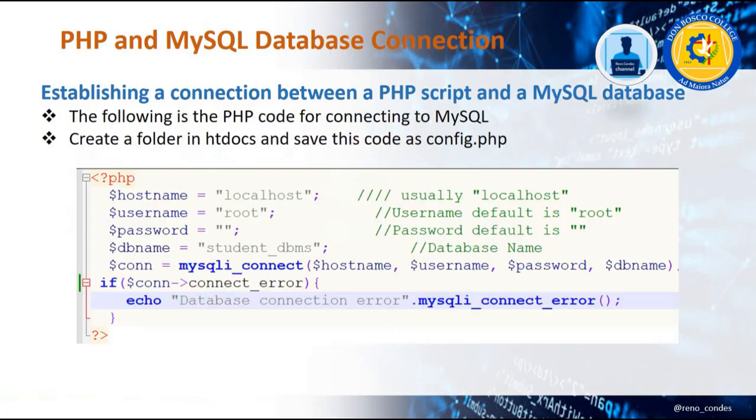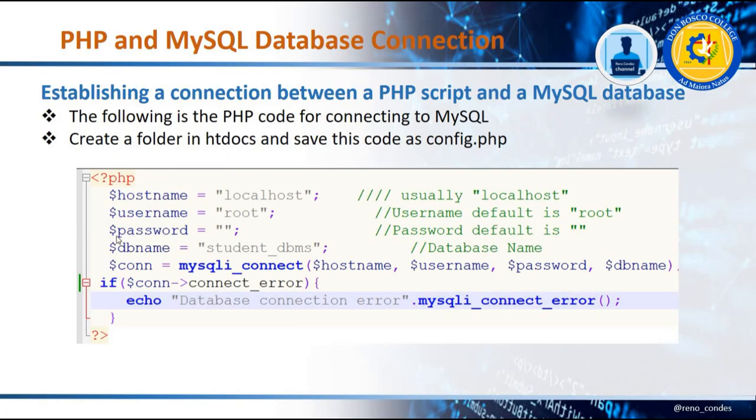Try to observe the value of hostname, username, and password. Those are the default values after installing XAMPP. The DB name is the name of your database created in your phpMyAdmin or any IDE. The $con equal to mysqli_connect is a function that compiles the localhost, username, password, and your created database.